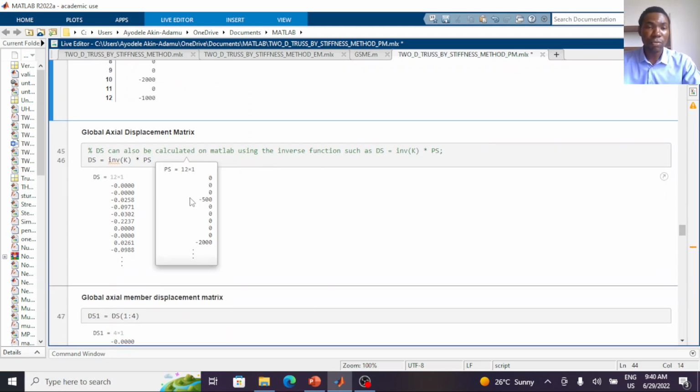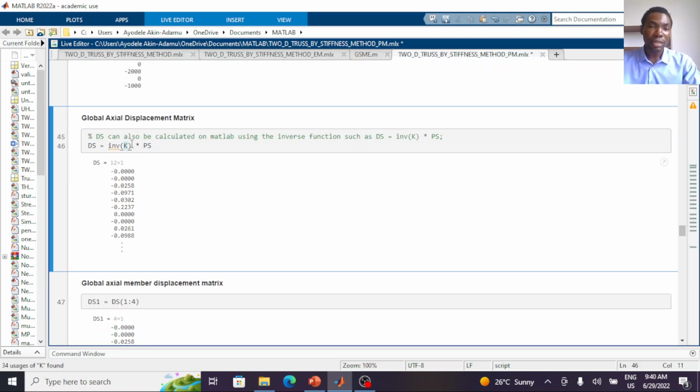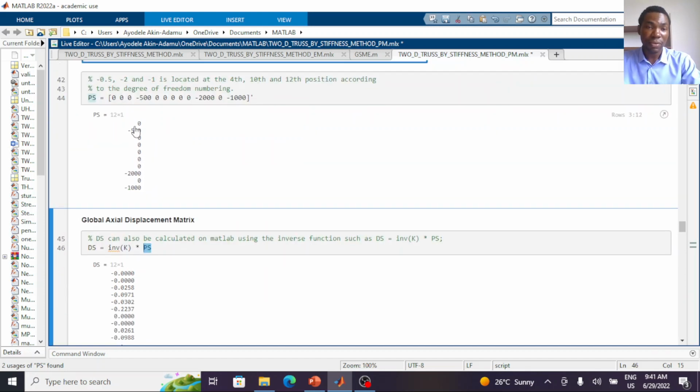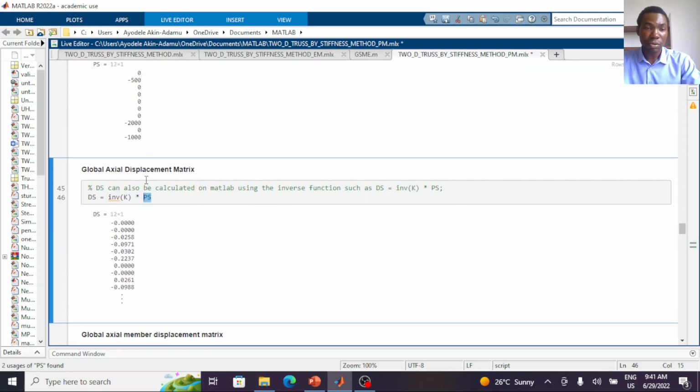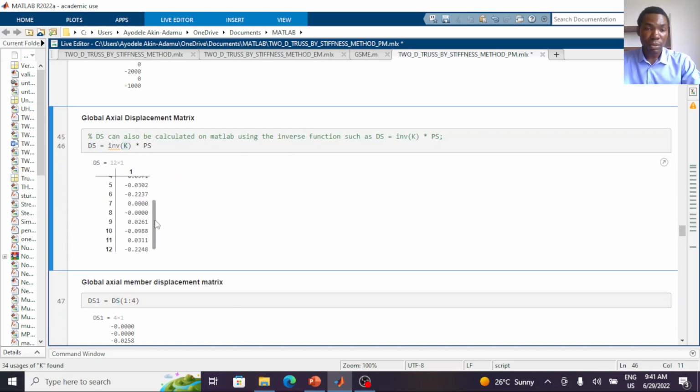We can compute the displacement simply by inverting the modified stiffness matrix, which we have defined as K, and multiplying by our force vector, this vector here. I'm defining the force vector as the PS variable. So we multiply these two variables together, and we get our displacement matrix. The DS here is denoting my displacement matrix. So these are the displacement vector for the matrix.